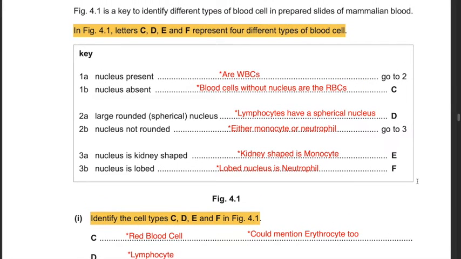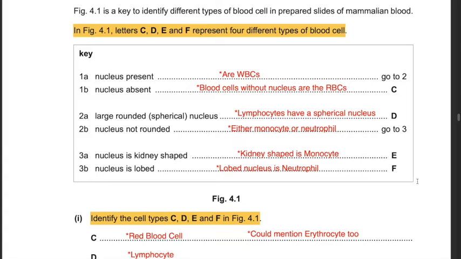So they have given the keys and you just simply have to recognize what the cell type is. Since the question already mentions there are 4 different types of blood cells, you have to consider red blood cells and white blood cells. Red blood cells cannot be further divided into any sub-cells, whereas white blood cells form part of the lymphocytes, the monocytes as well as the neutrophils.